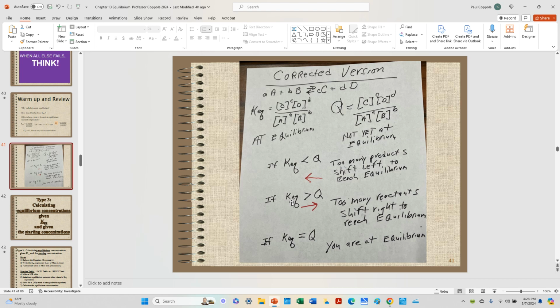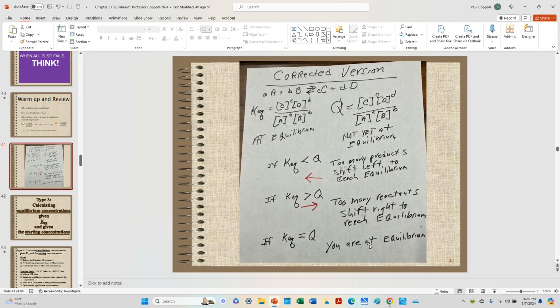On the other hand, if the equilibrium constant is bigger than Q, that means Q is smaller, we have too many reactants, so it's going to shift right. And again, if K_eq is equal to Q, then you're going to be at equilibrium. Alrighty.